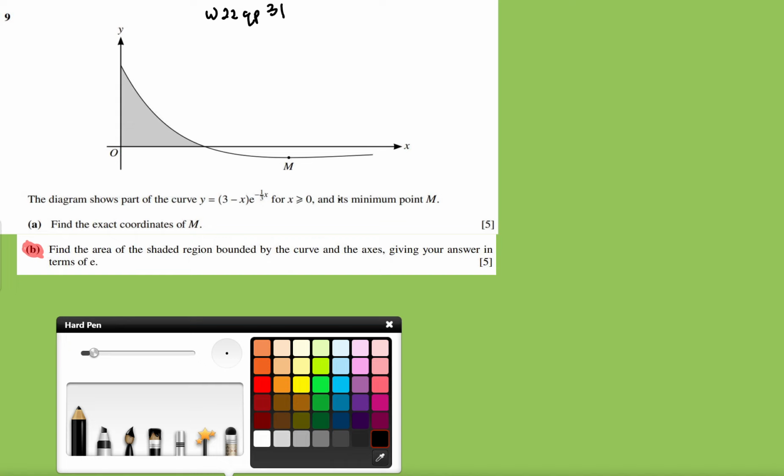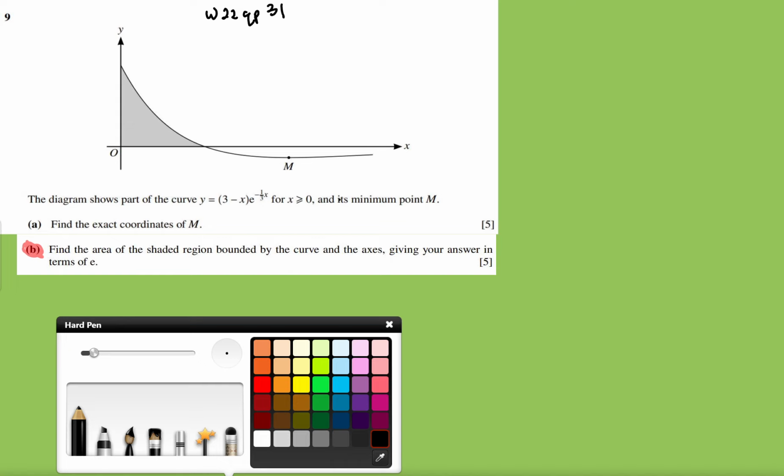This is an integration question from October-November 2022, paper 3-1. Question 9. The diagram shows part of the curve y equals 3 minus x, e to the power of negative 1 over 3x, for x greater than or equal to 0, and its minimum point M. We're going to do part B. Find the area of the shaded region bounded by the curve and the axis, giving your answer in terms of e.